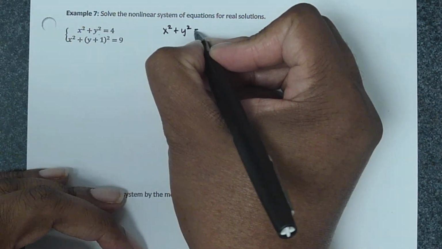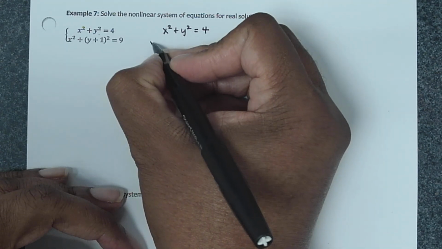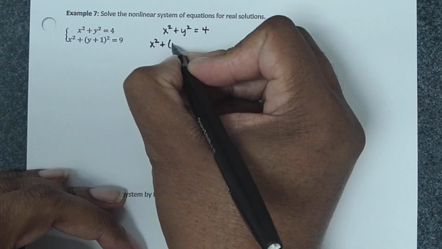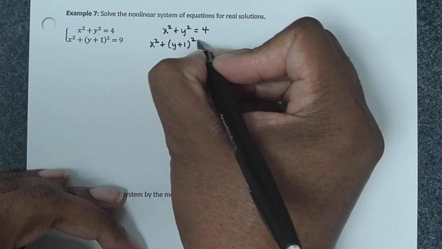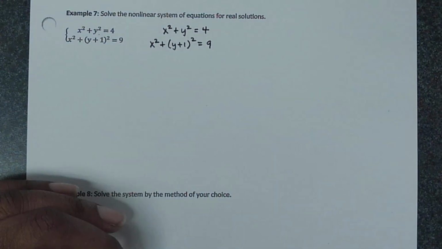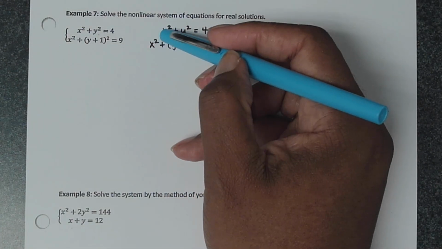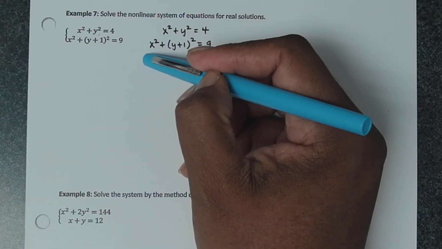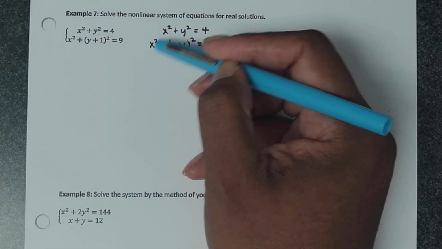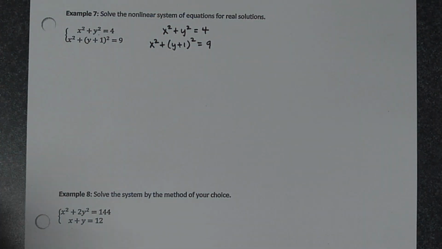I'm just rewriting this. And by looking at this, let's eliminate the x squared by using the addition method. Because I got x squared and x squared, let's go ahead and eliminate those x squares. One has to be positive, the other one has to be negative.